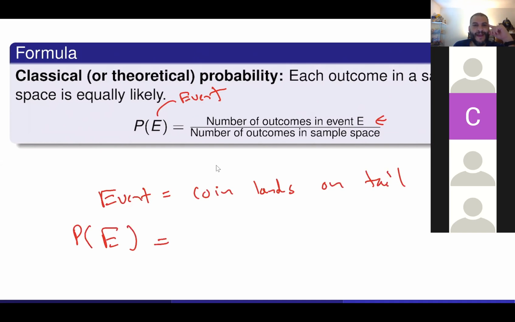How many different ways can a coin land on tail? 1. Perfect, 1. That's what this top portion is asking: how many outcomes does your event have? The bottom one is saying how many total outcomes are in the sample space. So when we flip a coin, how many total ways can the coin land? 2. Okay, it could either land on head or tail. So you get 50%. That's how that formula works. The top is how many outcomes your event has, and the bottom is the number of outcomes in the sample space.